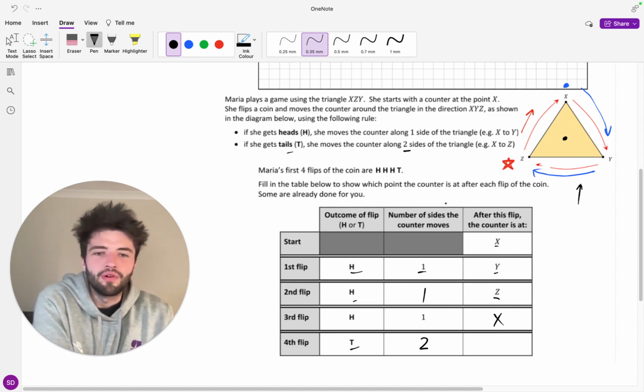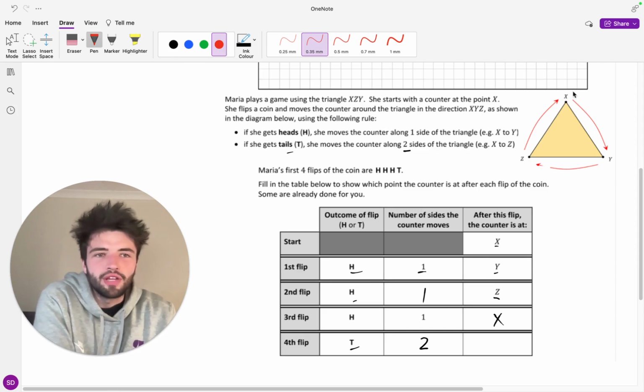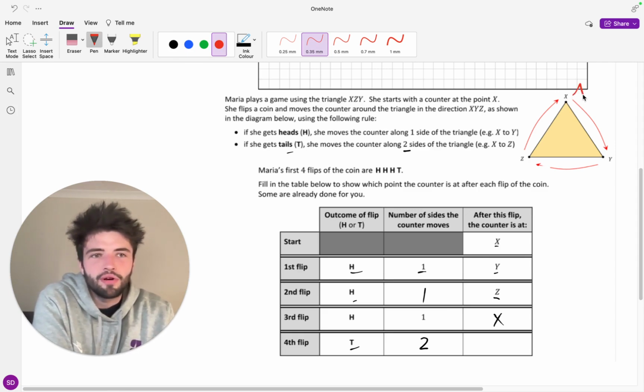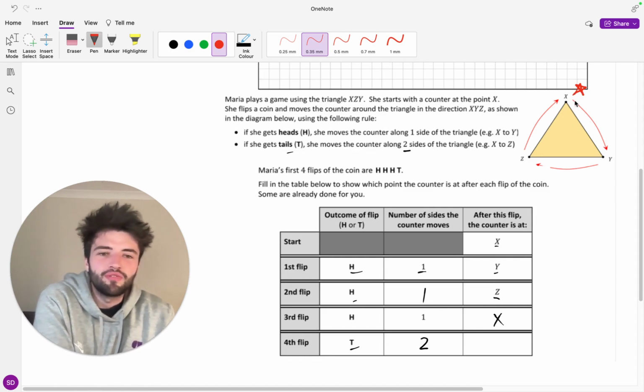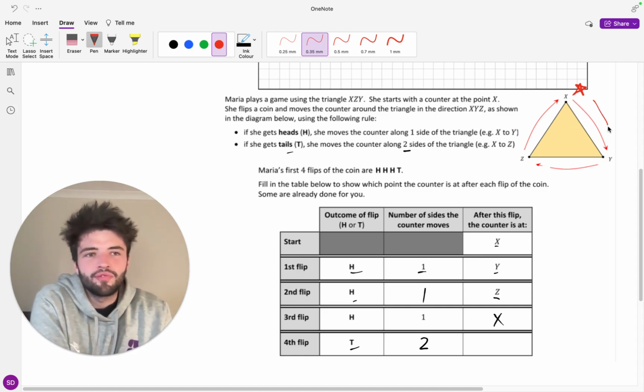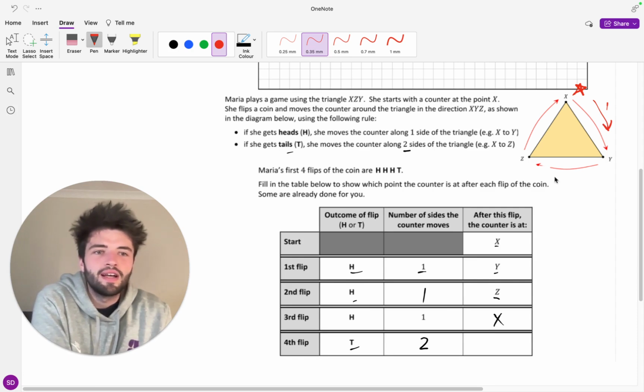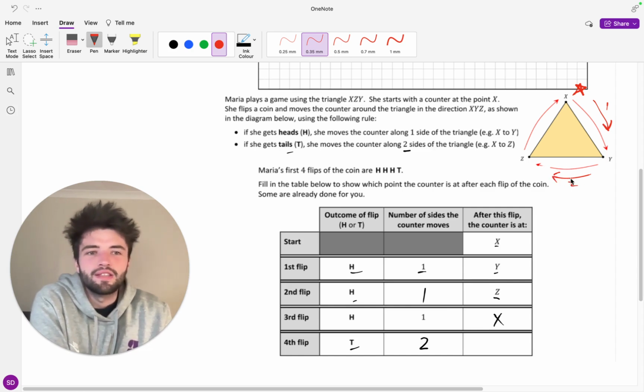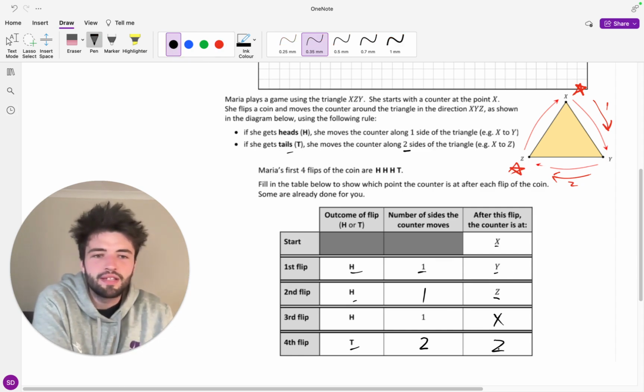And then for the actual location of the counter, we know that after our third flip it was up at X, so it's back where it started, and we need to figure out where it is after our fourth flip. So it moves 2 times, so the first way it moves is like this, so that's move number 1, which brings it to Y. And then the same thing is done again because she got tails. So the same thing is done and brings it over here to Z. And so our location after our fourth flip is going to be equal to Z. And that is going to be it for this question.